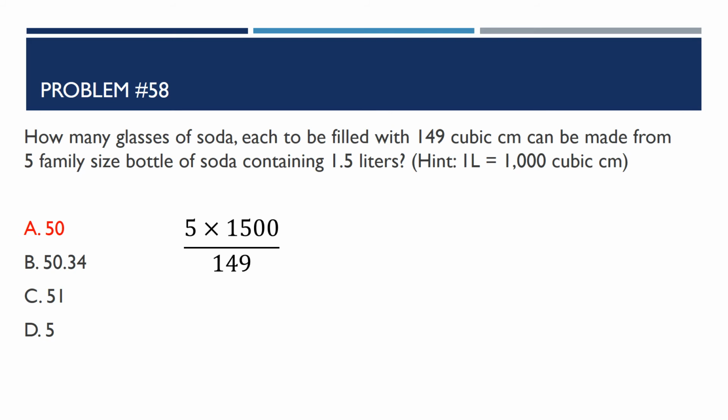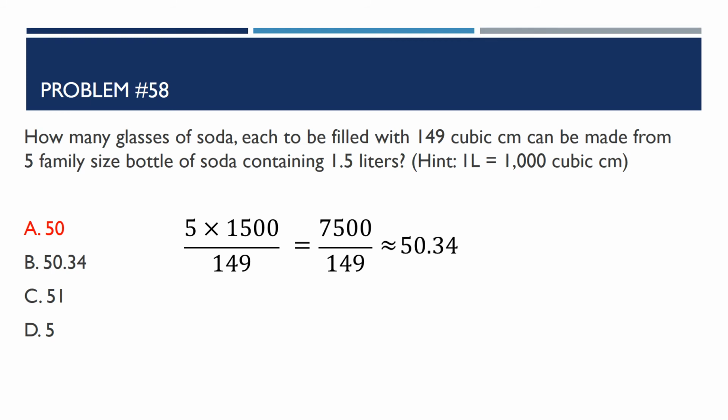Divided by 149, that's the capacity of each glass of soda. And then we get the product 5 times 1500, that will give you 7500. So that's the total capacity of the 5 family size bottles of soda. So if you divide it, it will be 50.34.